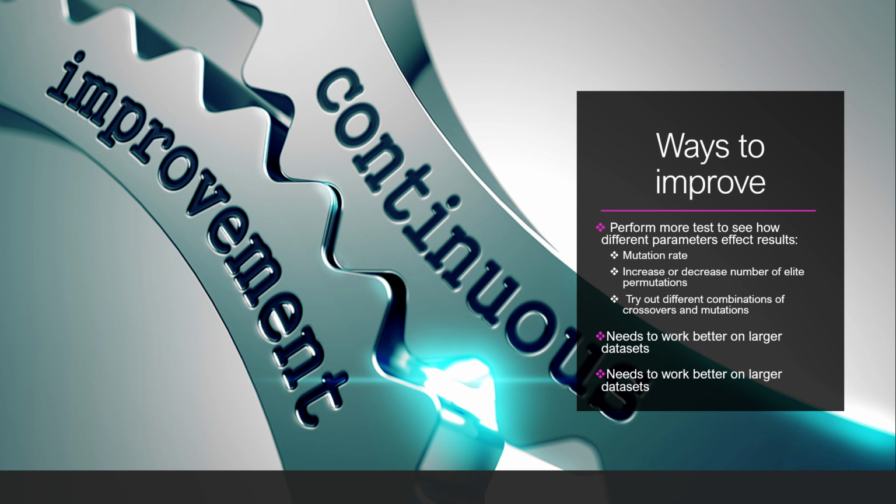As I said earlier though, this algorithm can definitely be improved by doing more tests to see how things like increasing or decreasing the mutation rate affect the results. Also, increasing or decreasing the number of elite partitions could change things as well. And if changing those things doesn't work, there's always the option of trying out different combinations of crossovers and mutations to see if some other combination produces better results. There could also be a better way of implementing the wisdom of crowds approach than the way I chose to do it.